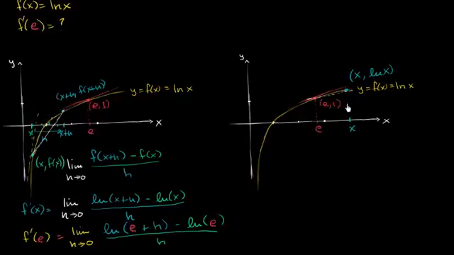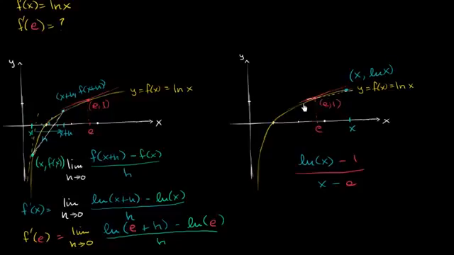Well, it's going to be your change in y values. So it's going to be natural log of x minus 1, over your change in x values. That's x minus e. So that's the slope of the secant line between those 2 points.